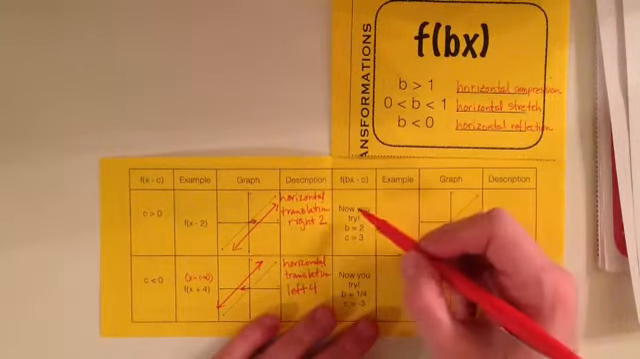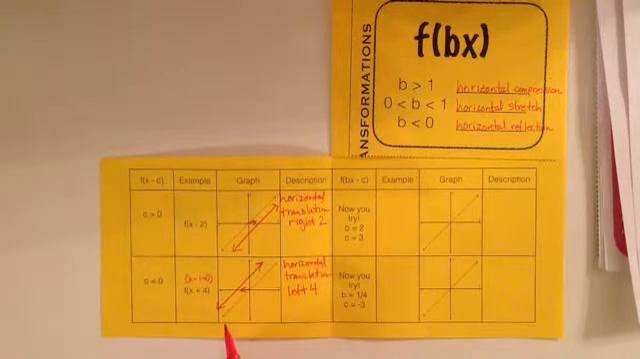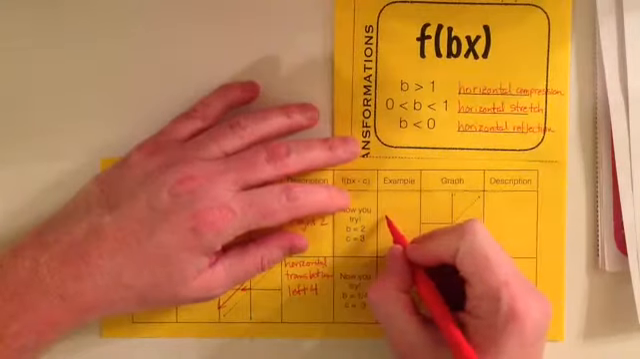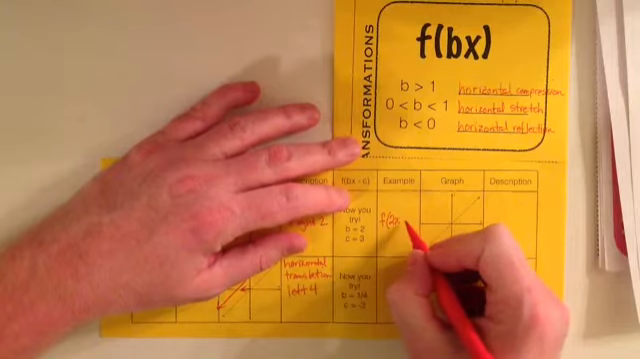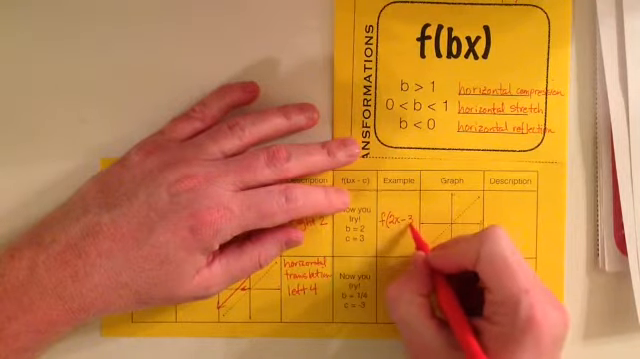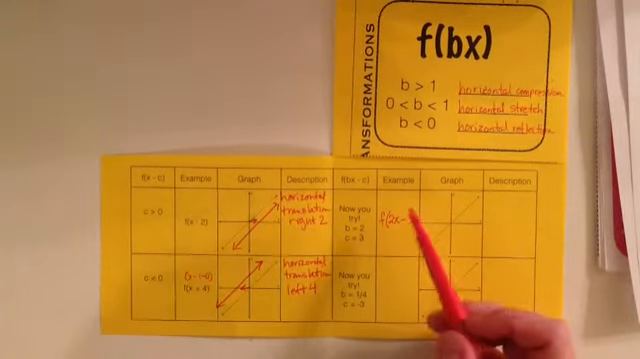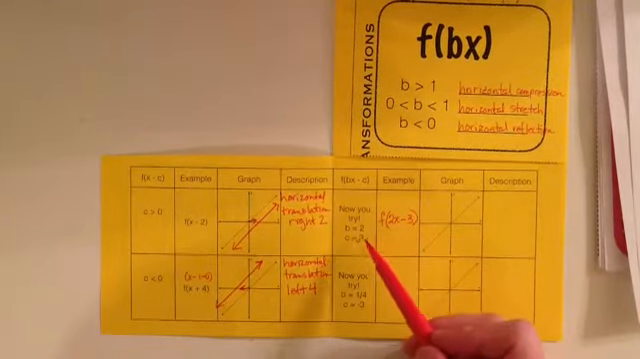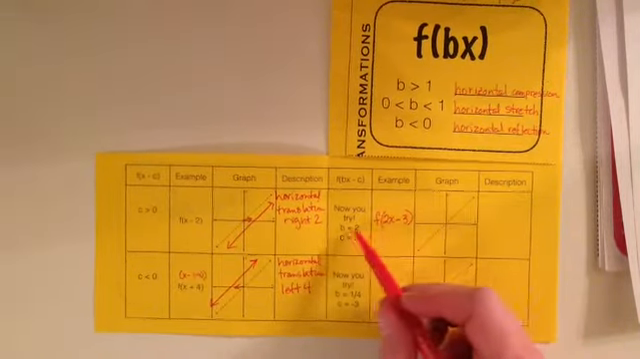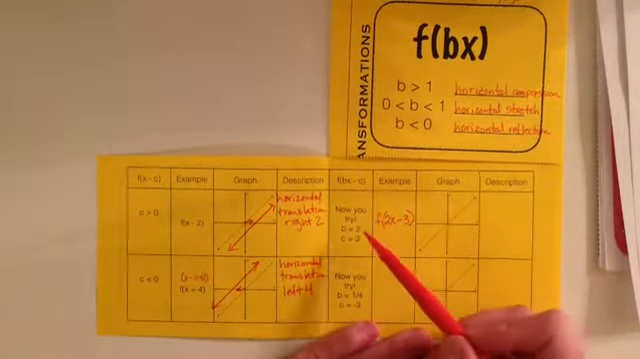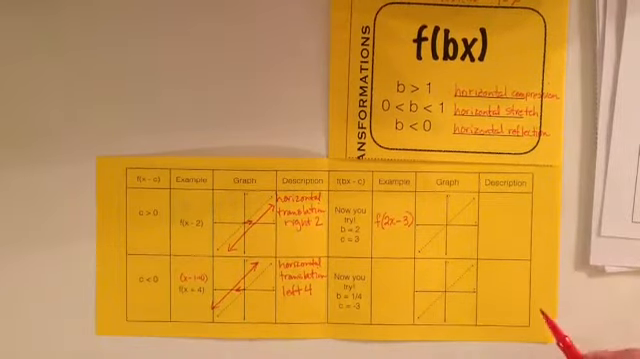So now we're going to try it on our own. We've got a b and a c. b is positive and c is positive. So this is going to be f of 2x minus 3. Okay? Because remember, it's x minus c, and since c is 3, it would be x minus 3, and then 2 times the x, because that's what b is. So we know that b is 2, so that means it's going to be a compression.